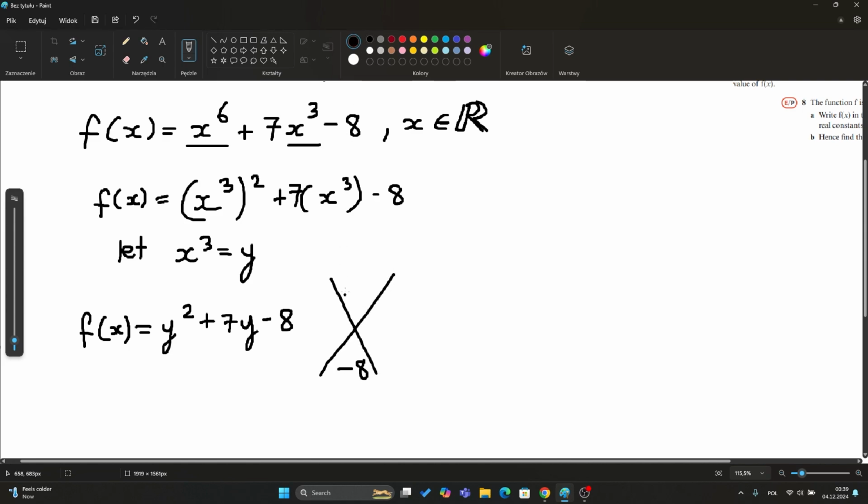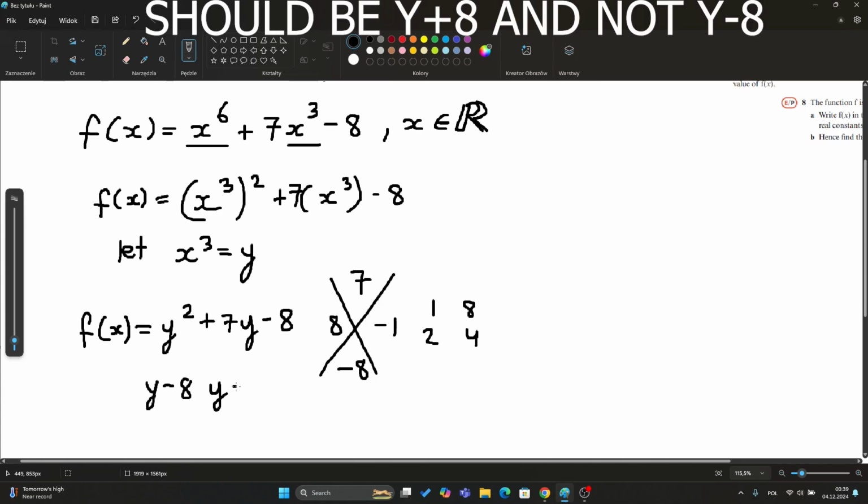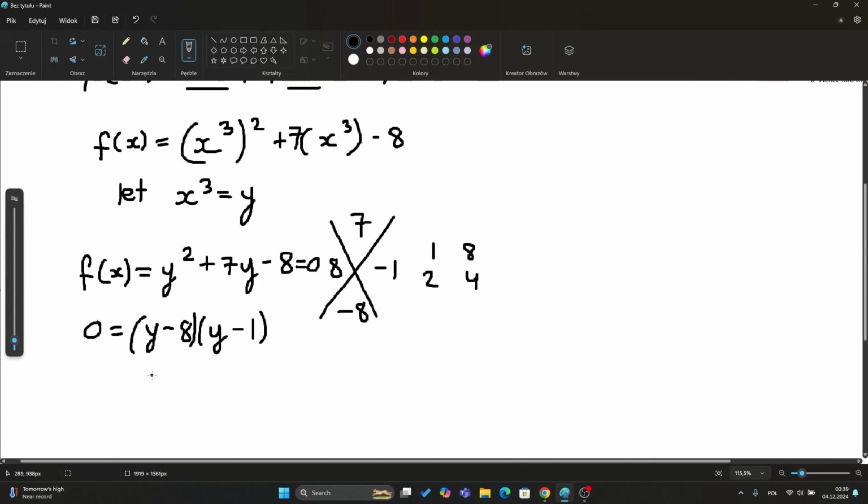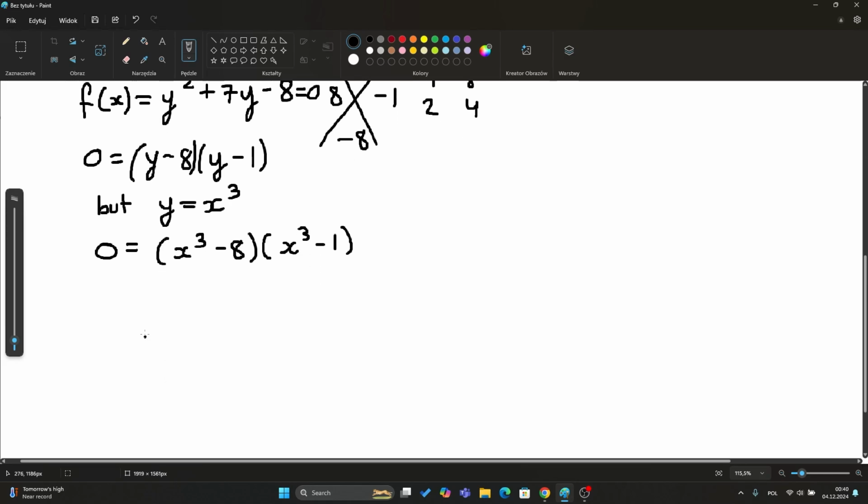So minus 8, 7: 1 and 8, 2 and 4, and that will be 8 minus 1, so (y + 8)(y - 1). We set it to 0, because when we want to solve for x or y, we set it to 0. And because we changed x cubed into y, we have to change y back into x cubed. So now we set them both equal to 0.